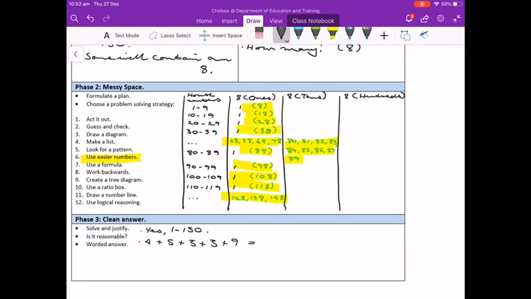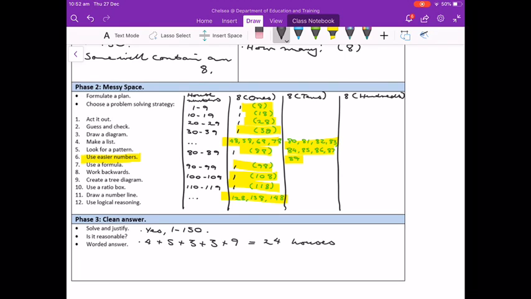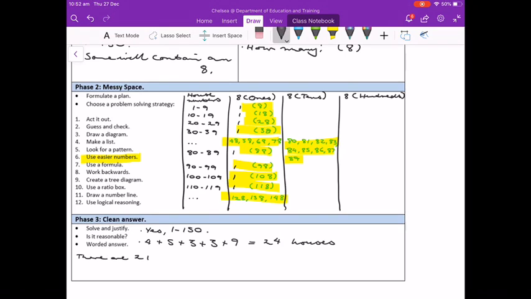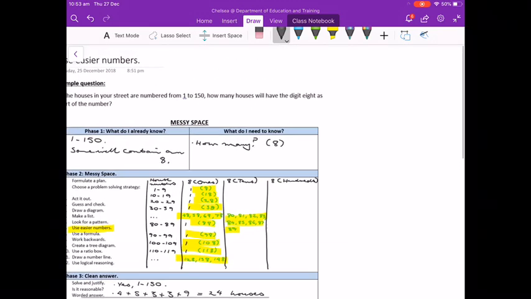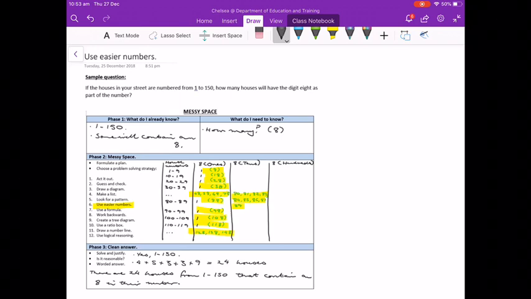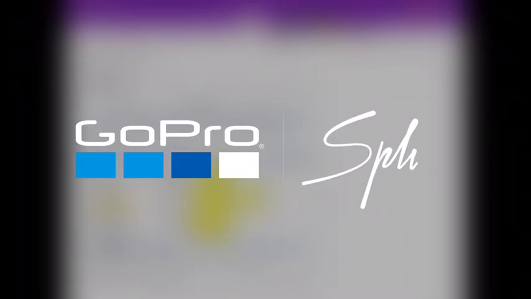Now I've just gone through and added up each of those numbers that appear in the table, and we have 24 houses. So to write that as a worded answer, there are 24 houses from 1 to 150 that contain an 8 in their number. And that is how you use the easier numbers problem-solving strategy within the messy space framework.